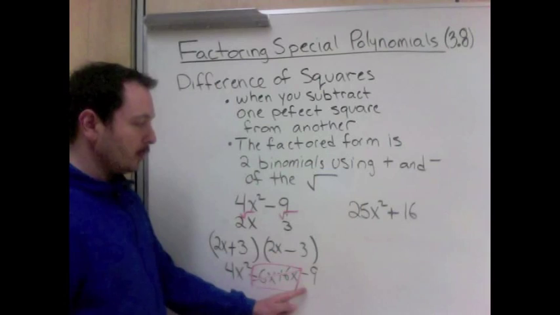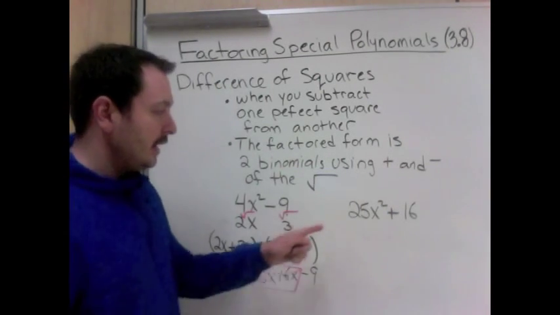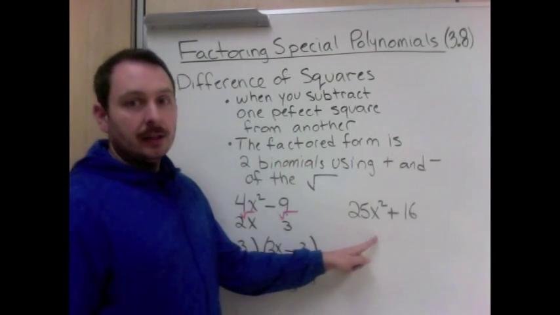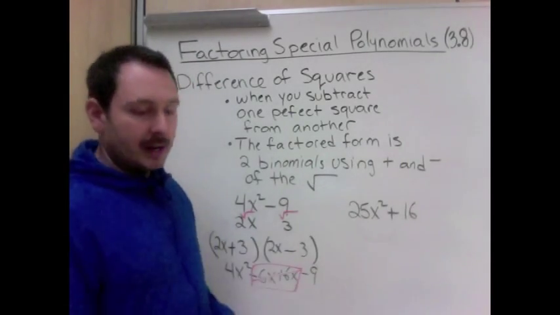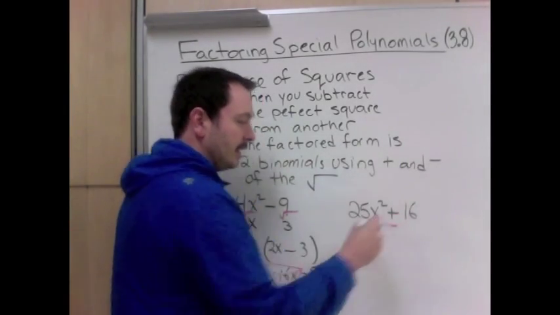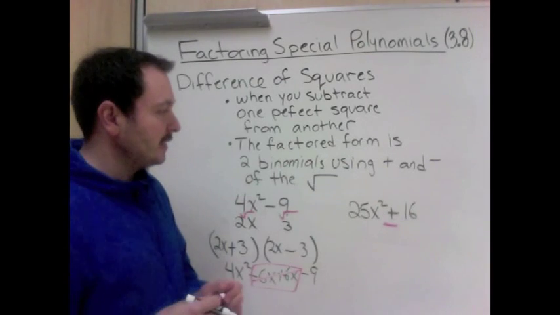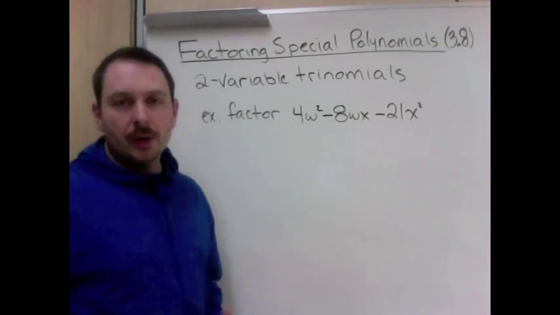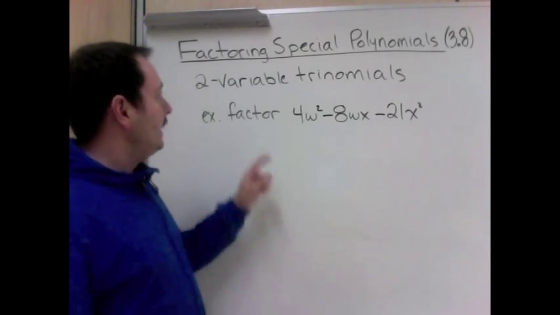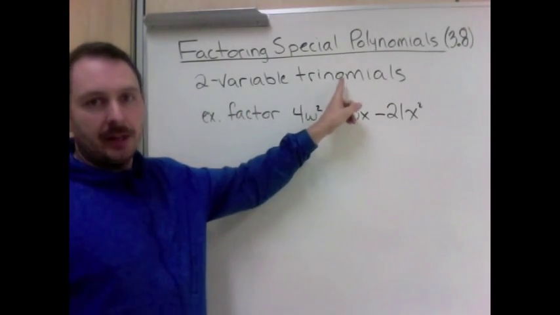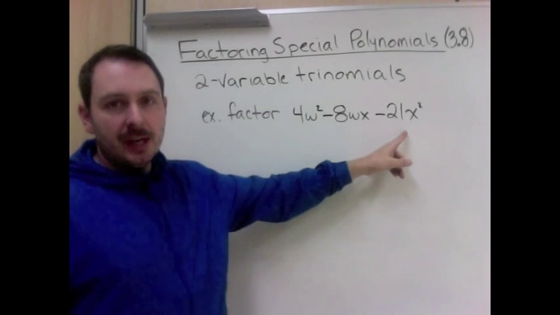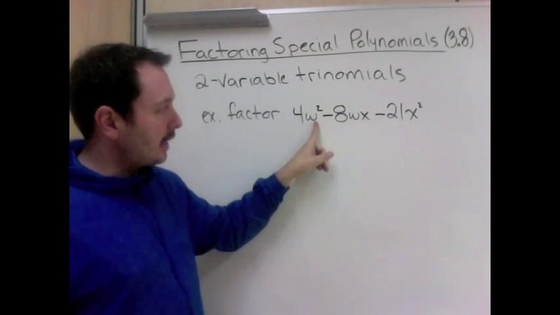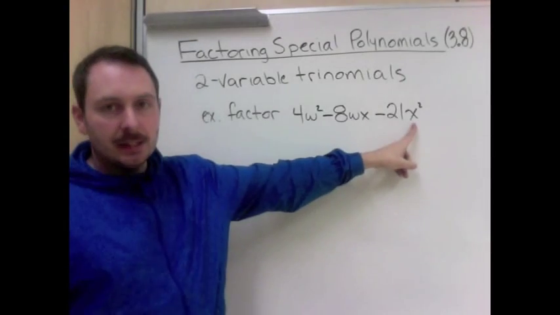So you're just left with the 4x squared minus 9. Now if you see this, it's not a difference of squares because it's using a plus, and a difference must be subtracting two perfect squares. So our third special polynomial today is two variable trinomials. Again, tri means there's three terms, and it's two variables because we're mixing w's and x's.